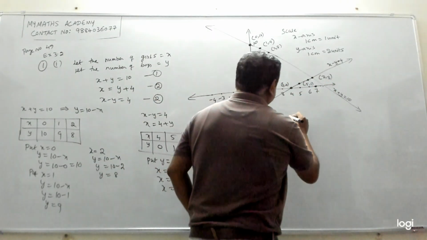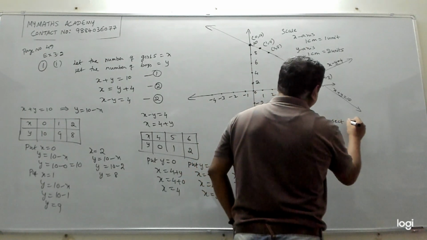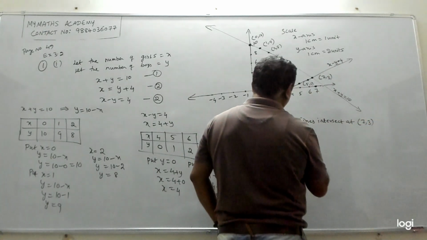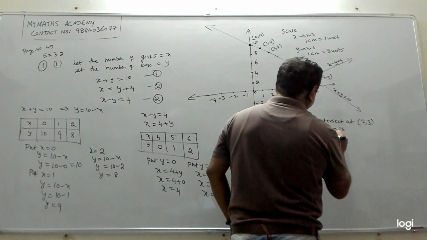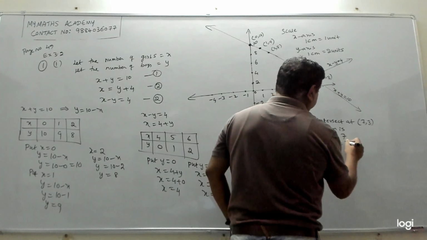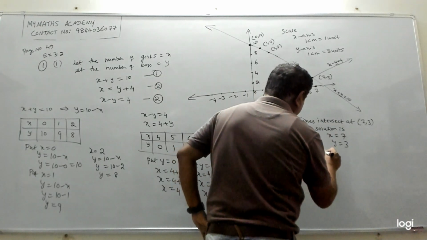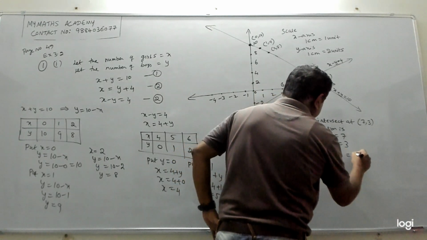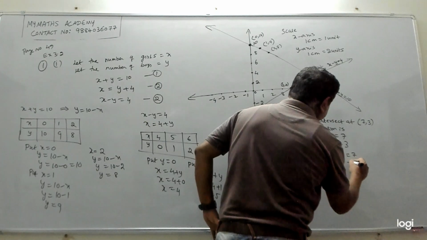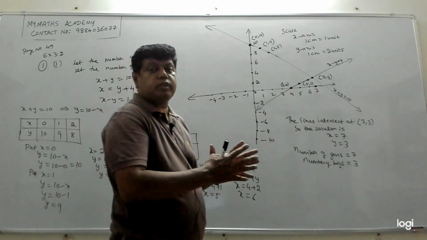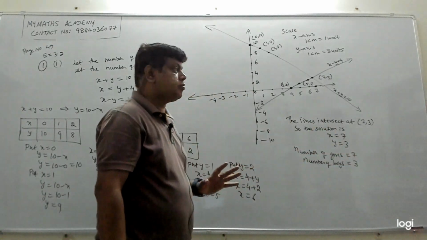So we'll say the lines intersect at the point 7 comma 3. So the solution is x is equal to 7 and y is equal to 3. And what is x? X is the number of girls. So number of girls is equal to 7. Number of boys is equal to 3. Now, totally how many students are going for the quiz? We know 10 students are going for the quiz as per the question, which is 7 plus 3 is 10. So it is satisfying this condition.